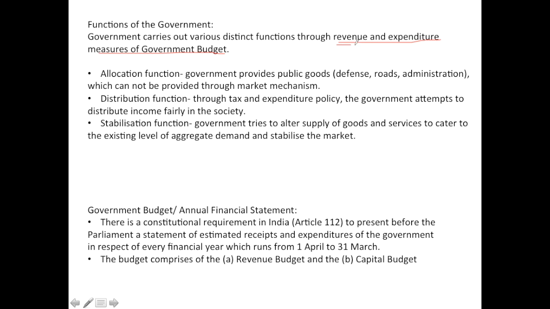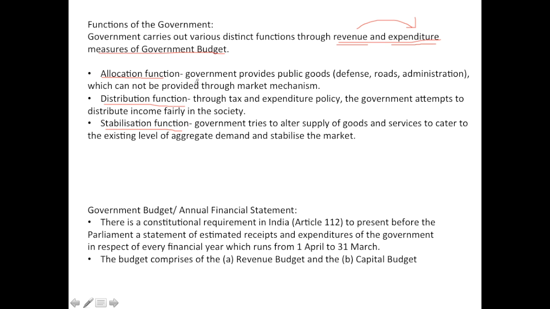If the government has no revenues, it cannot do anything in an economy, and it uses these revenues through expenditure in order to bring desired changes in the economy. What are the basic three functions which are carried out by the government? First is allocation function, second is distribution function, and third is stabilization function.